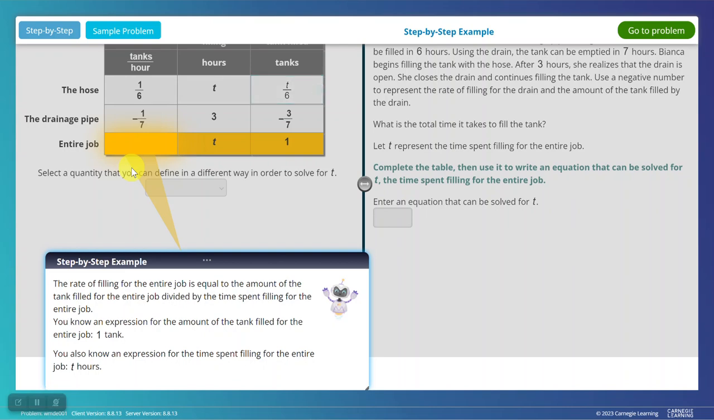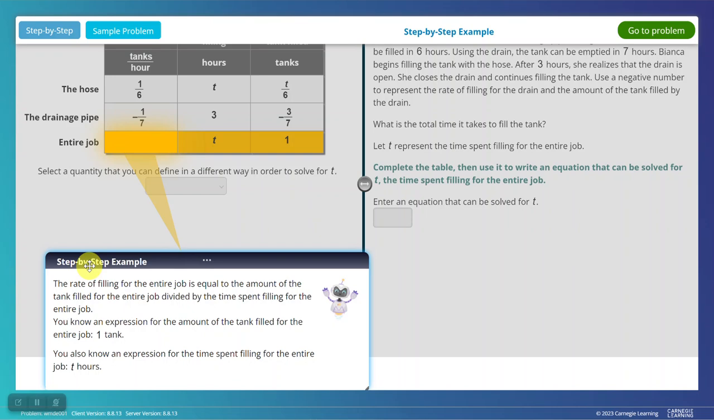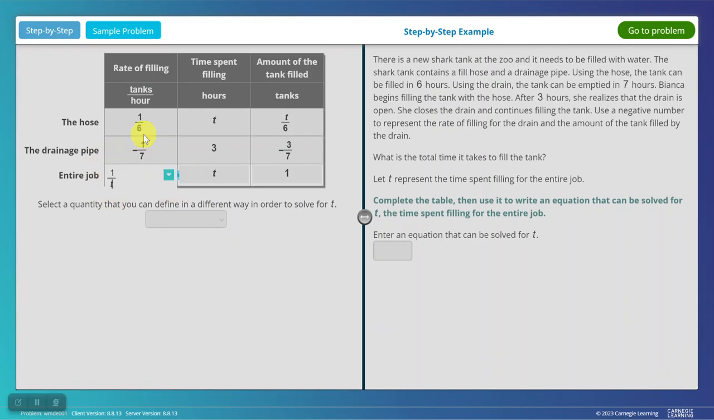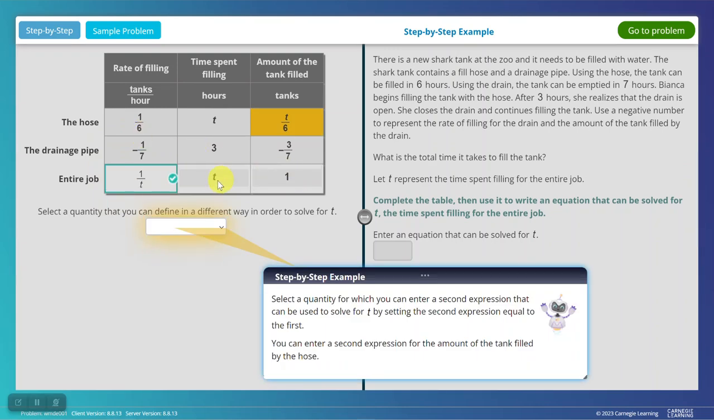And the entire job now. Okay. The rate of filling for the entire job is equal to the amount of the tank filled for the entire job divided by the time spent filling for the entire job. So kind of backwards. So we're going to do 1 divided by t, which is 1 over t.